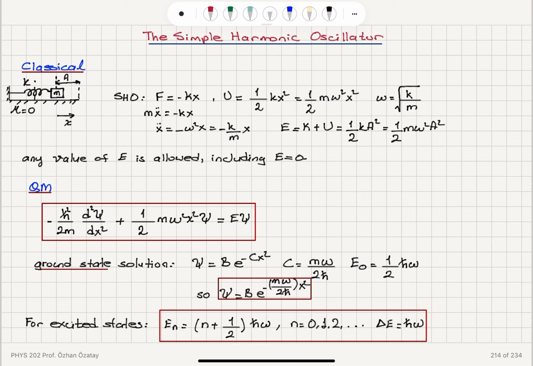We have taken a brief look at the simple harmonic oscillator, classical and quantum mechanical solutions. The classical solution tells us that under the application of the restoring force, F equals minus kx, the corresponding potential energy function 1/2 kx squared is 1/2 m omega squared x squared, recognizing the angular frequency omega to be the square root of k over m from the equation of motion x double dot equals minus omega squared x. The total energy is 1/2 ka squared, which is 1/2 m omega squared a squared. Any value of energy is allowed, including zero energy.